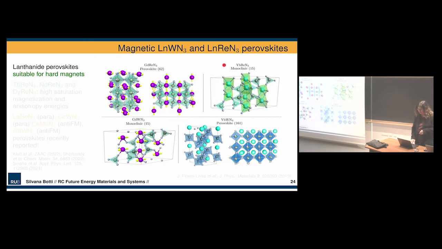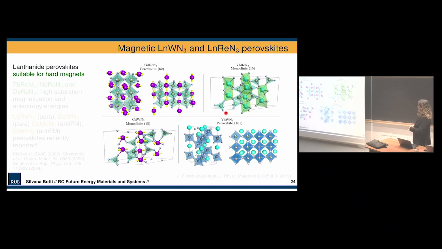Maybe go back here. So the lanthanide perovskites, both with tungsten and with rhenium. The lanthanum tungsten one and also the one with rhenium were made. This one, lanthanum rhenium nitrogen 3, was made, I think, in 2022. And for the lanthanides, we saw that many of them had a tendency to distort and to break the perovskite structure, but not all of them.